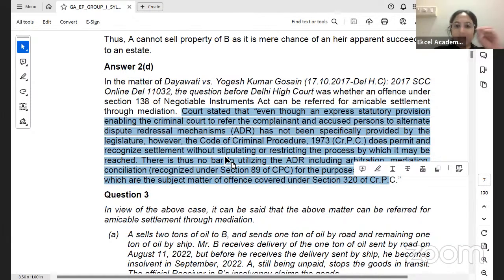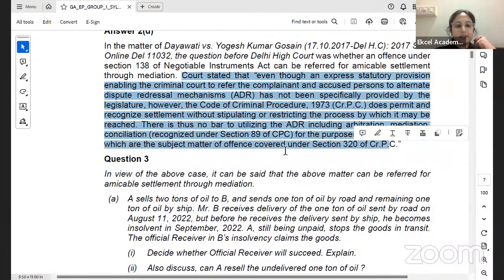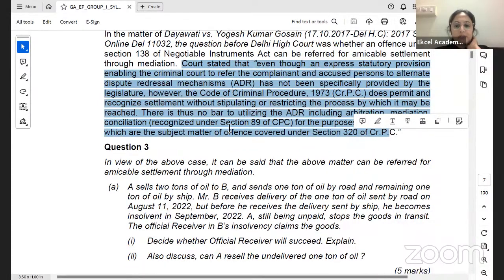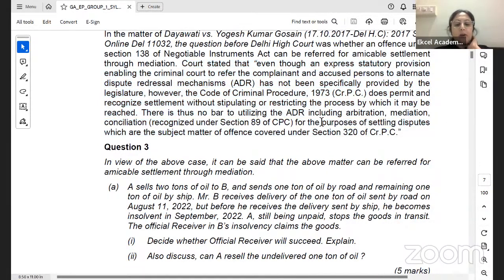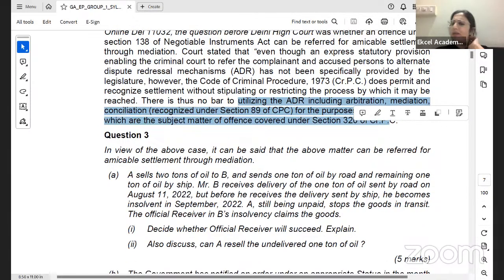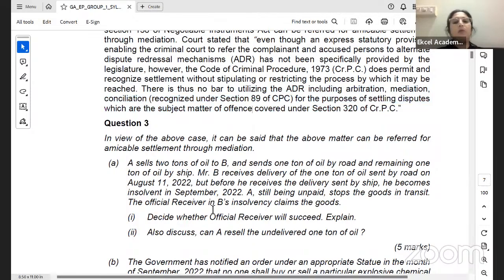That is why there is no express provision that a criminal court can refer to ADR. But also there is no express ban on referring these kinds of cases to ADR. So CrPC will permit. It does permit and recognize settlement without stipulating or restricting the process by which it may be reached. Thus there is no bar to utilizing ADR, be it arbitration, mediation, conciliation, whatever. For this purpose, you can go for ADR.